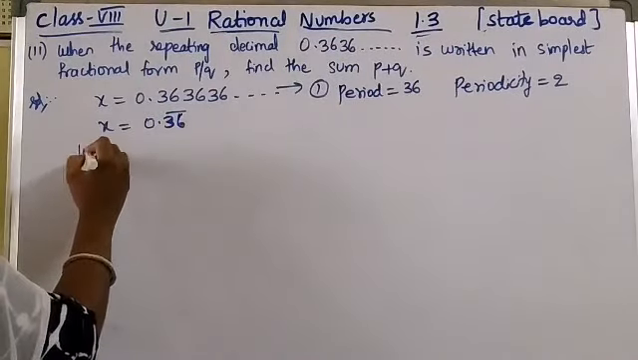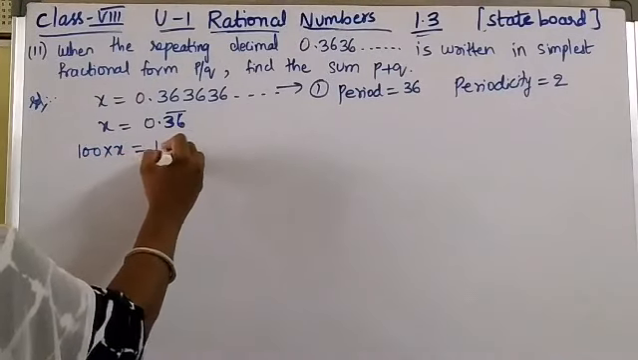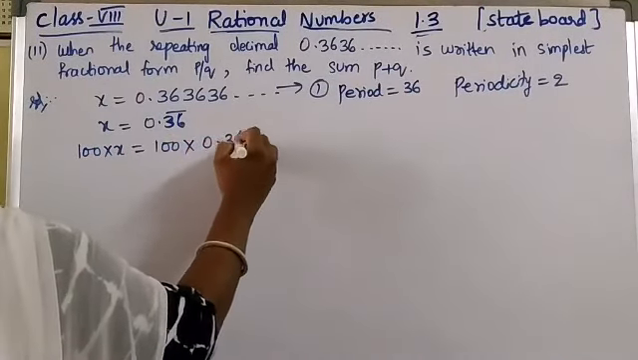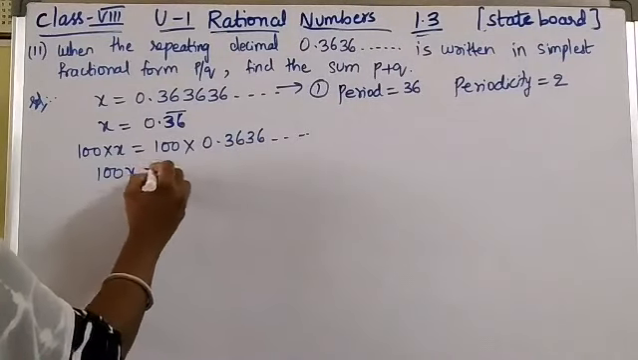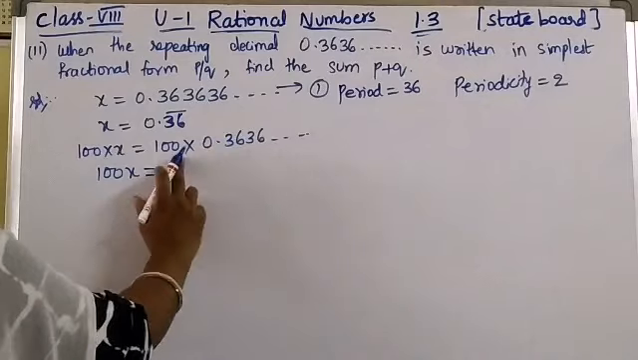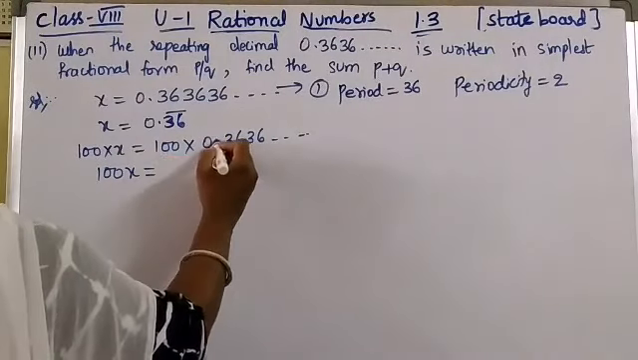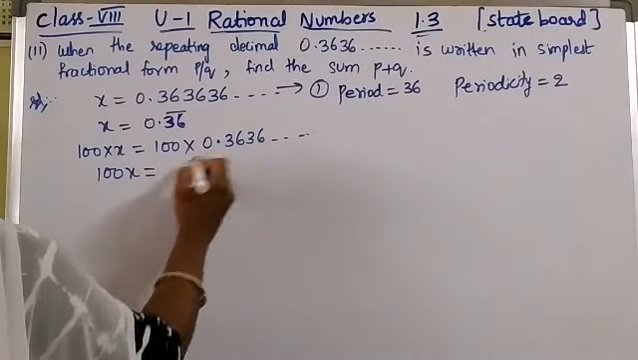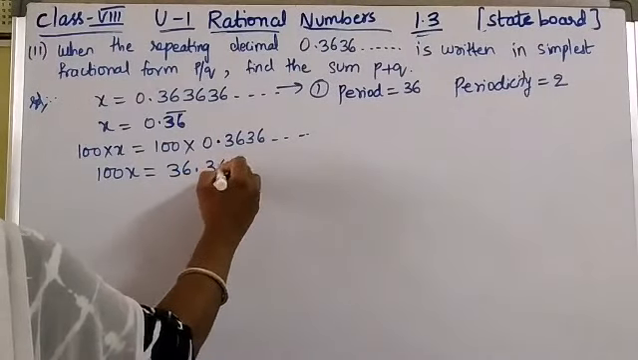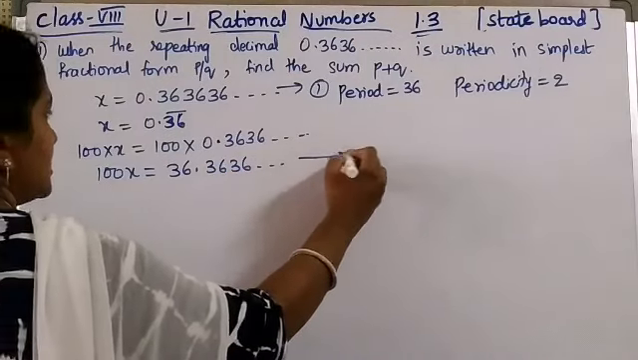Okay. So 100 into x equal to 100 into 0.3636 and so on. So 100 into x how much? 100x. Here you are multiplying this decimal with 100. So for 2 zeros the decimal will move 2 places towards the right side. So here it will come 36.3636 and so on. You get this, this is equation 2.